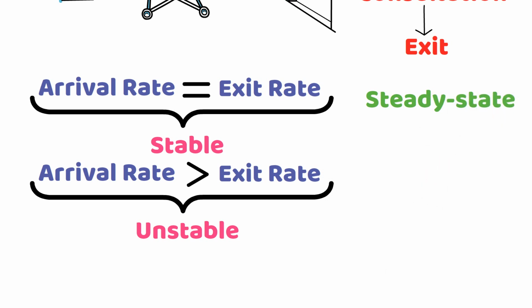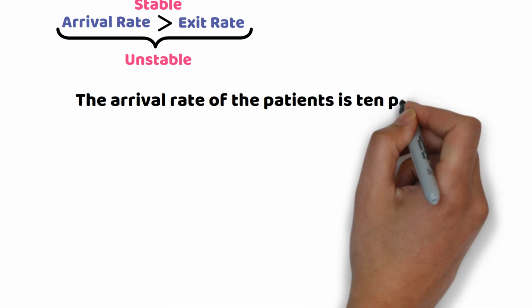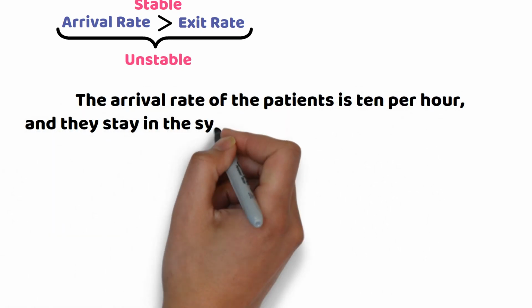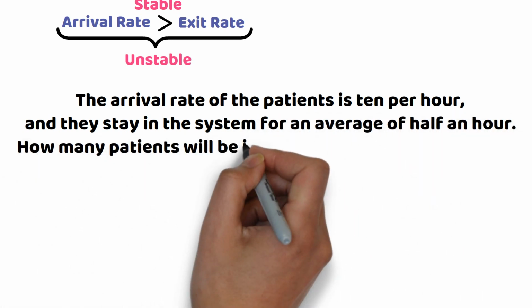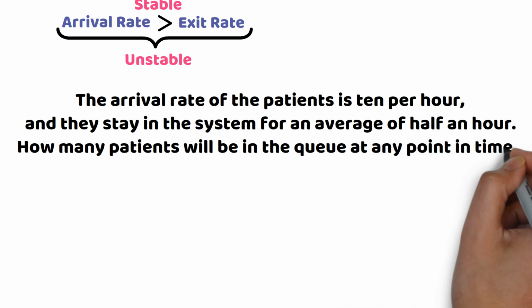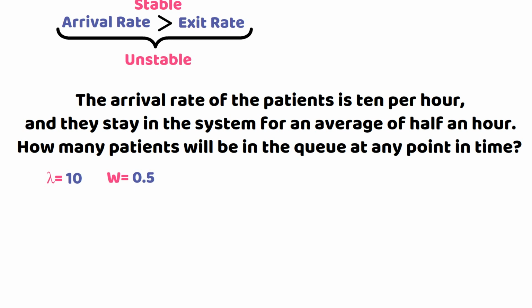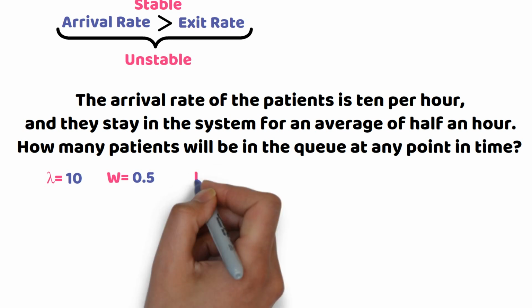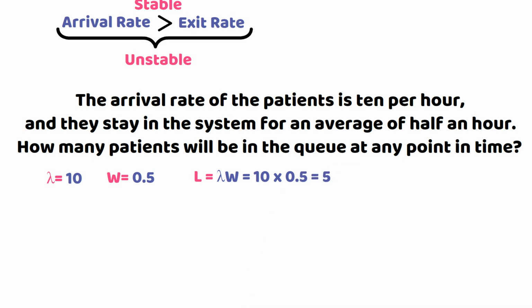unchanging in time. Suppose the arrival rate of the patients is 10 per hour, and they stay in the system for an average of half an hour. How many patients will be in the queue at any point in time? Here, lambda is 10 and W is 0.5. So, the L will be 10 multiplied by 0.5, which comes out to be 5. This means there would be 5 patients in the clinic at any time.